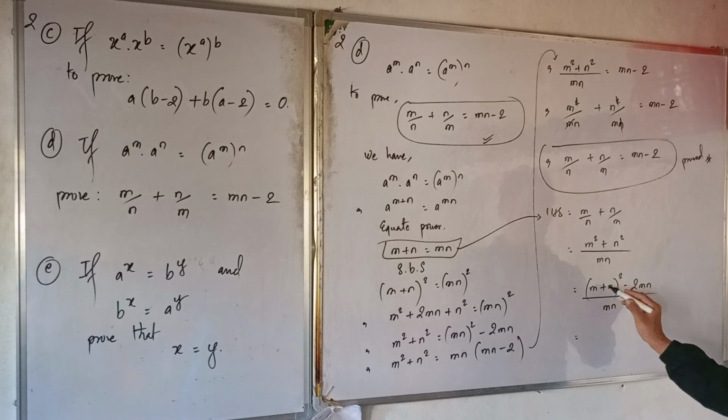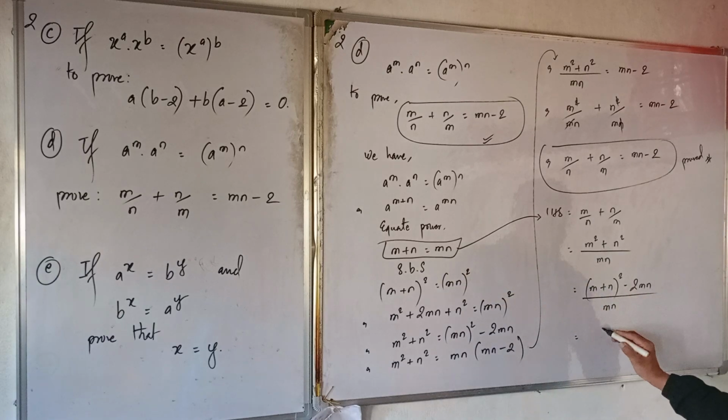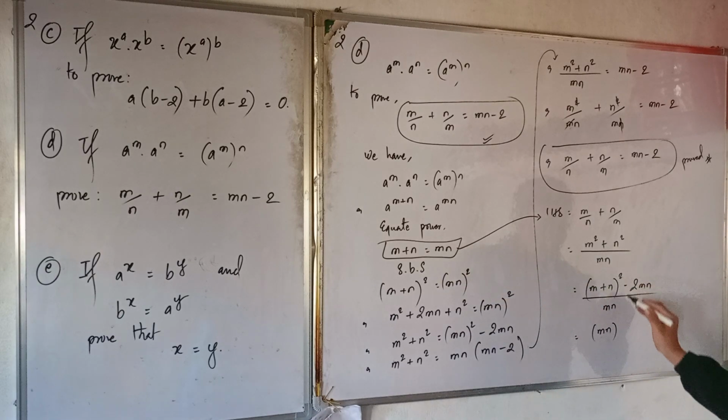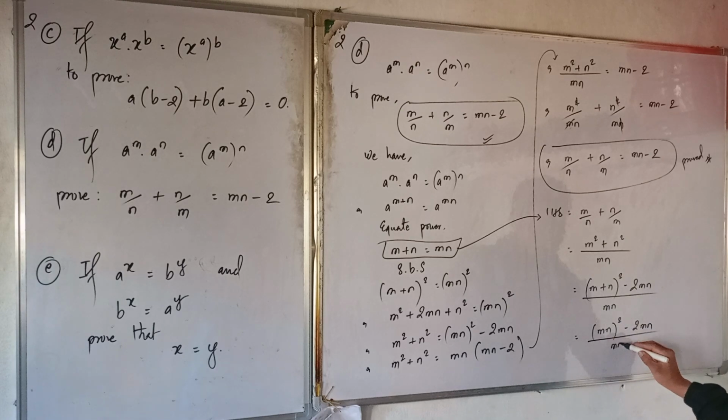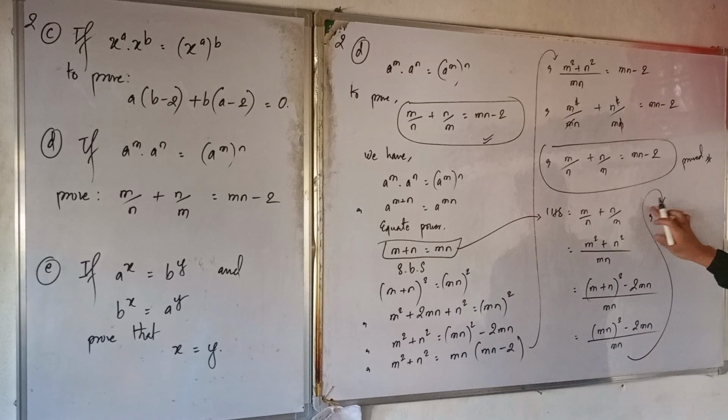So m plus n can be written as mn. Here we have established m plus n is equals to mn. So replace m plus n by mn. So there is already square here, minus 2 times mn divided by mn. Now in the numerator you can take mn common, and the remaining inside the bracket is mn minus 2 divided by mn. So mn gets cancelled, the remaining would be mn minus 2, which we have to prove. RHS proved. This is how it is done.